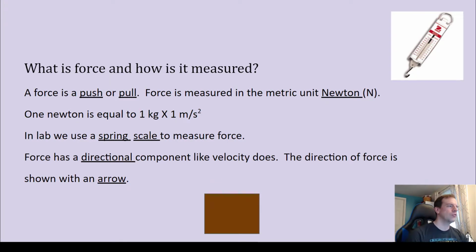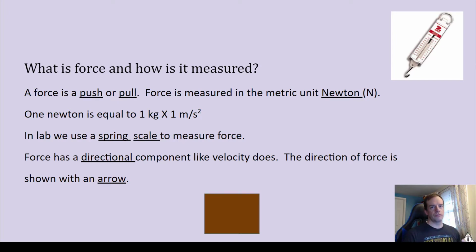The first thing we need to know about forces is that a force is a push or a pull. Anytime you push or you pull on something, you're exerting a force. Two forces that we'll look at in detail later are magnetism and gravity. Magnets, as you know, can push or pull other magnets and metals, whereas gravity is an attractive force, it pulls.